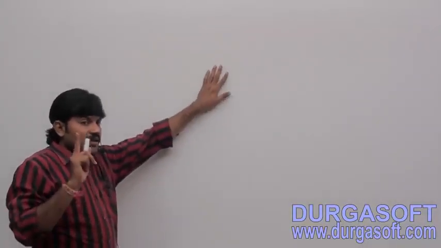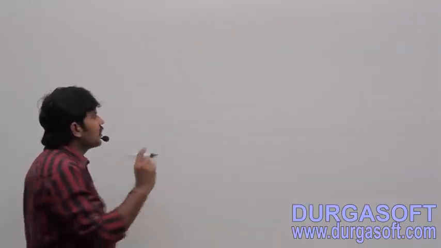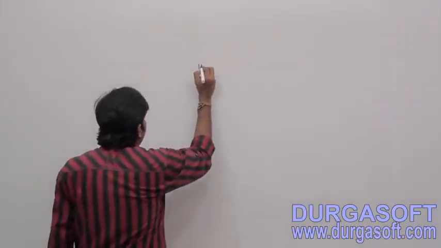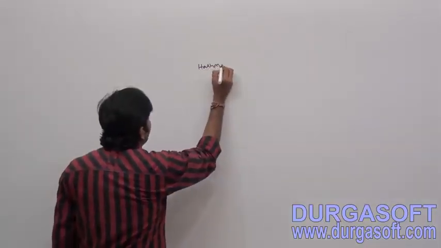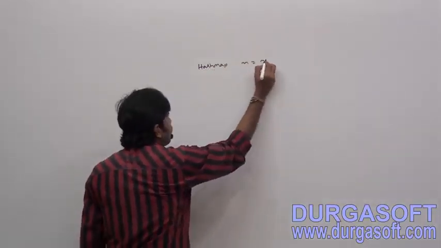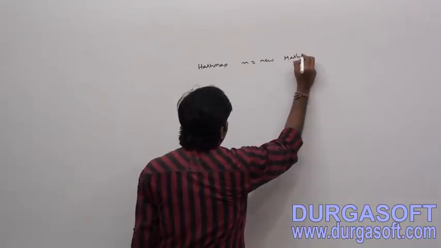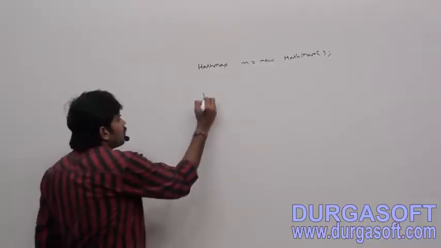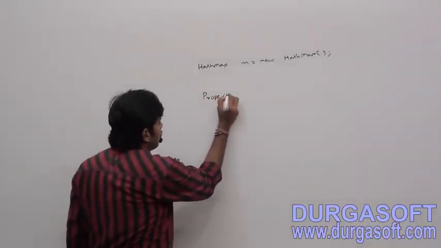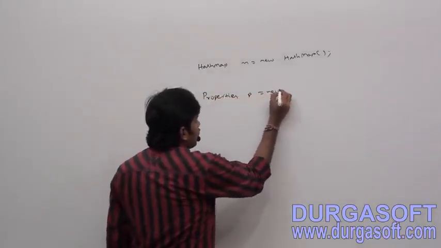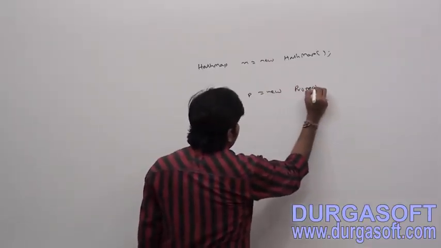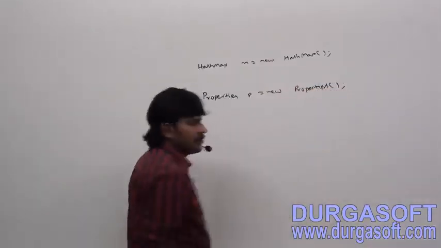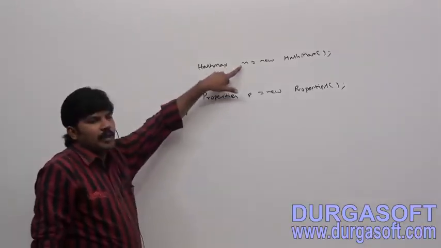Okay, now how to create a properties object. What is the constructor? Here one small twist is there. Suppose I can take a HashMap or Hashtable also, no problem at all. HashMap m is equal to new HashMap. Properties p is equal to new Properties. Same, it is also a map object.